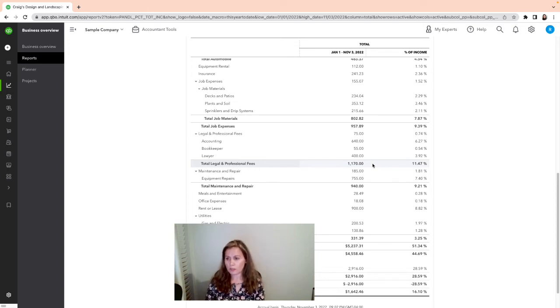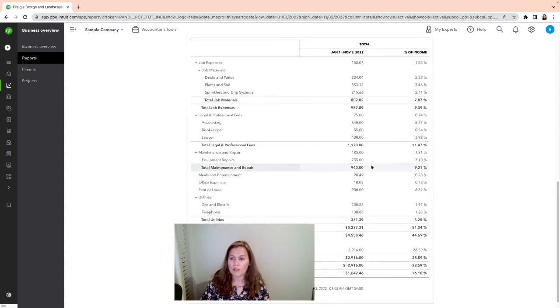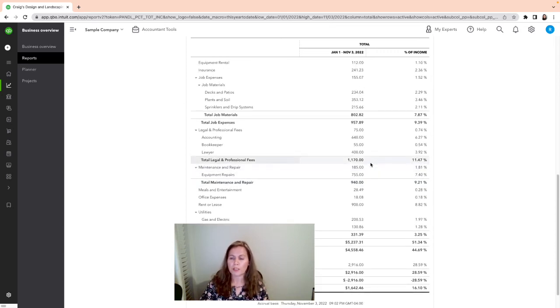You want to take a look at your profit and loss and see, wow, this is taking away 10% of my profit. So what is that expense? What can I do in order to lower this expense? So very important to take a look. Take a look at job supplies. Make sure that the job supplies is at a reasonable percentage, right?